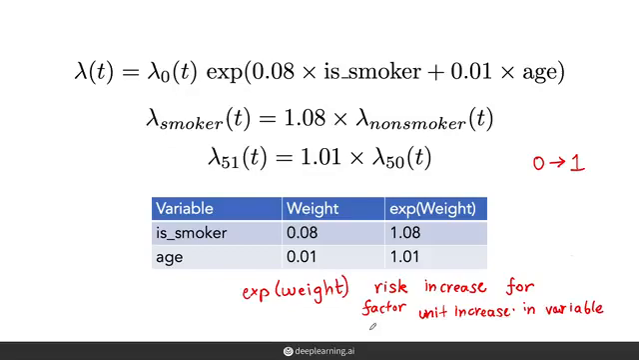And for age, it meant going from 50 to 51, but that could have been 40 to 41, or that could have been 42 to 43, and the result would have been the same, is that the hazard ratio of a person who was 43 years old is going to be 1.01 times the hazard of a person who was 42 years old.